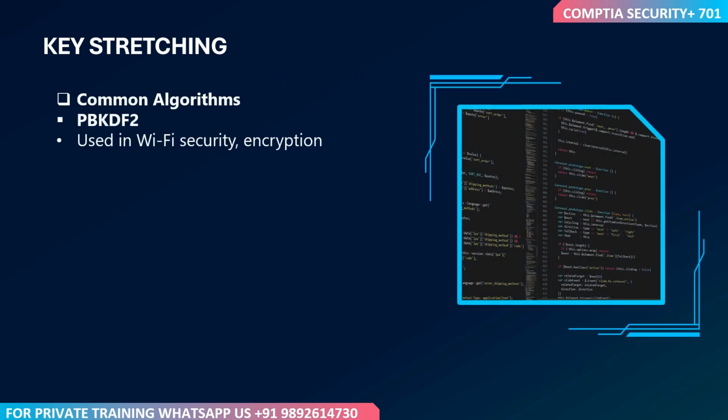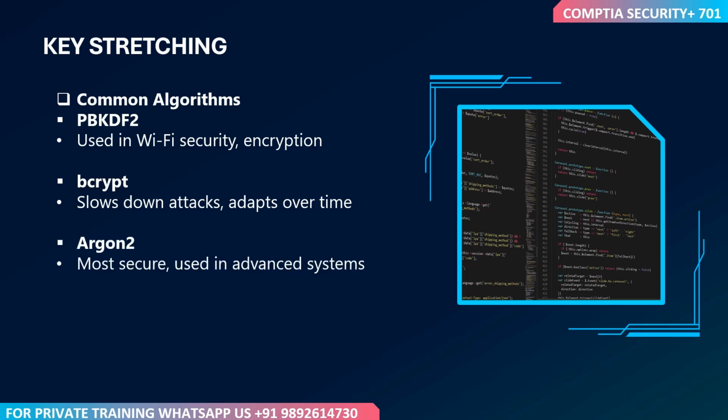Common key stretching algorithms. PBKDF2, that is Password-Based Key Derivation Function 2, used in Wi-Fi security and encryption software. bcrypt. It slows down the attacks and adapts over time, used in many websites. Argon2, the most modern and secure option, used in advanced systems.